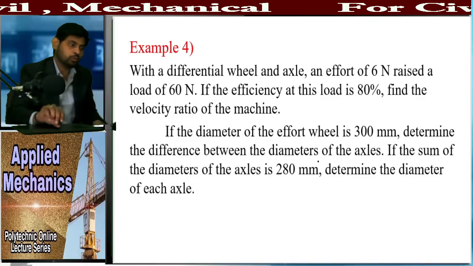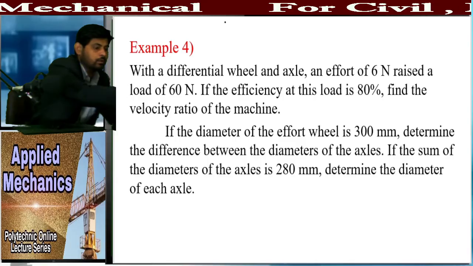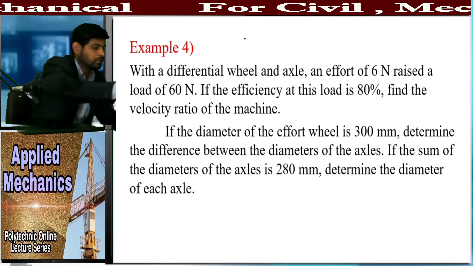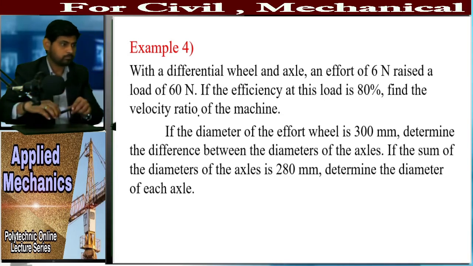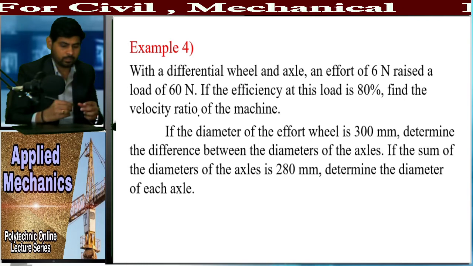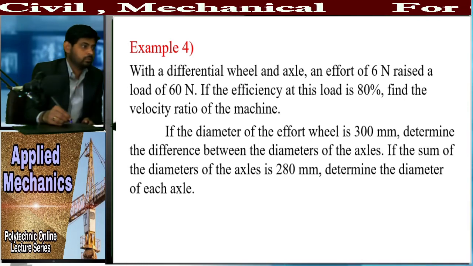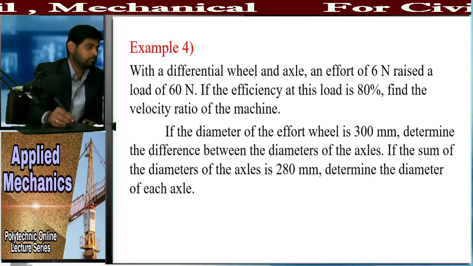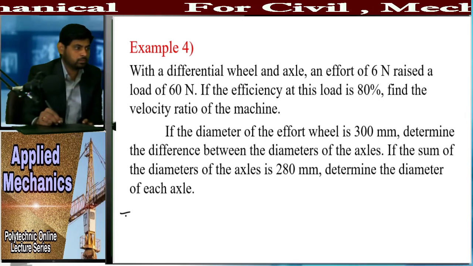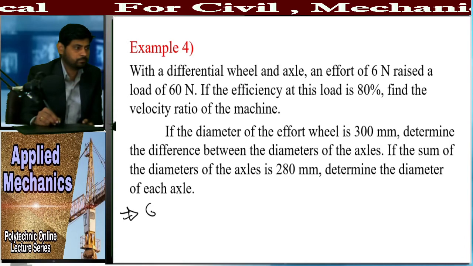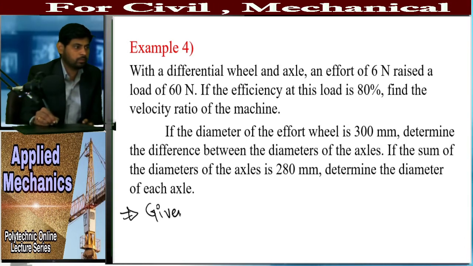So you have to read this problem carefully. Just read it once carefully. Okay. So you can see here, the first thing you have to do is find out the given data, right? So what given data do we have here? Given data.